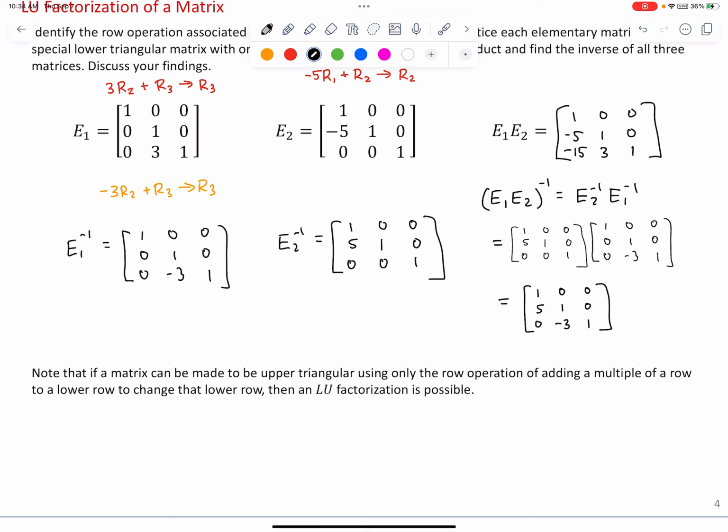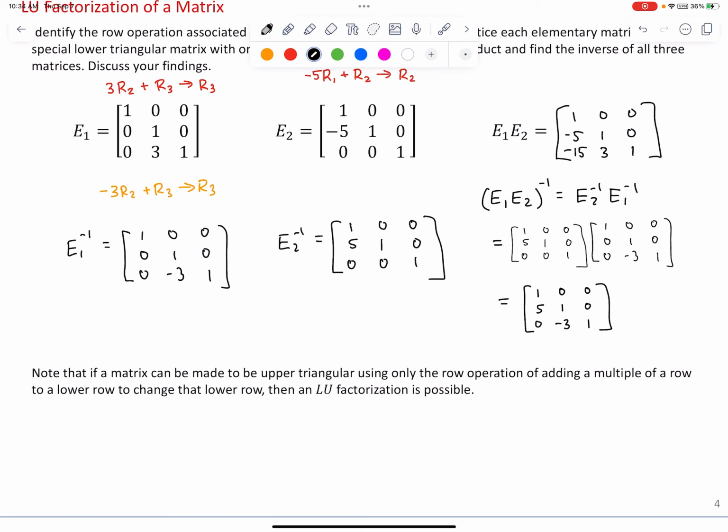Note that if a matrix can be made to be upper triangular using only the row operation of adding a multiple of a row to a lower row to change that lower row, then an LU factorization is possible. Now, in the previous slide, we noticed that not every matrix does have an LU factorization. So this would be a condition that would guarantee we could find an LU factorization. Let me illustrate why this is the case.